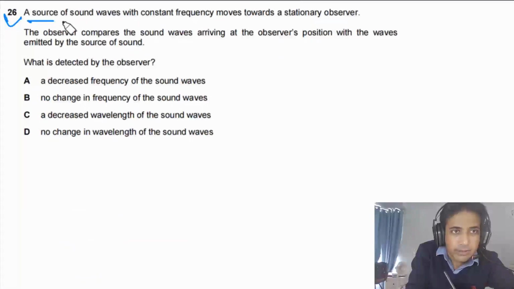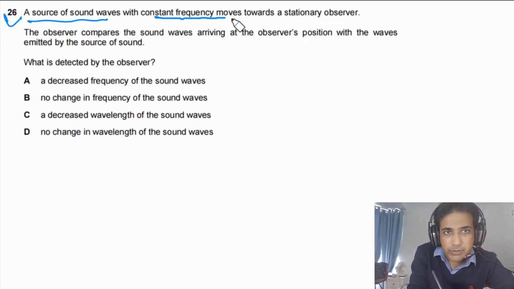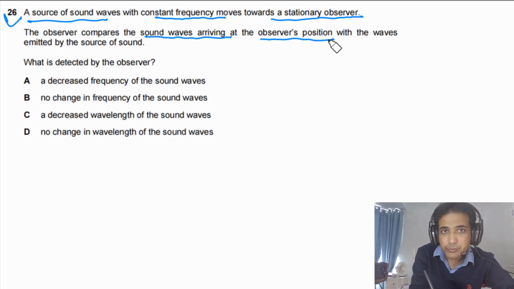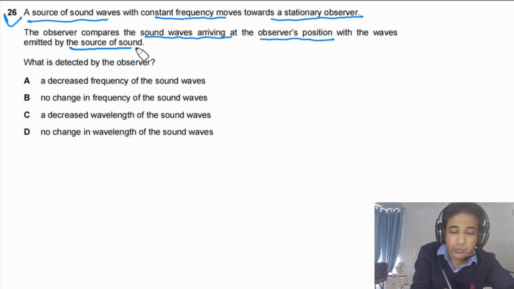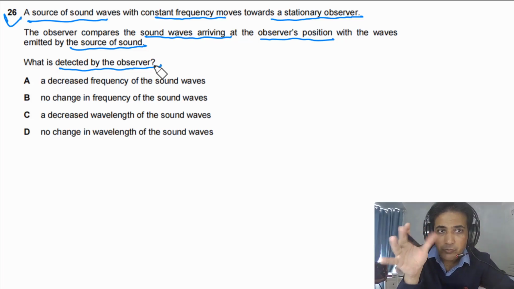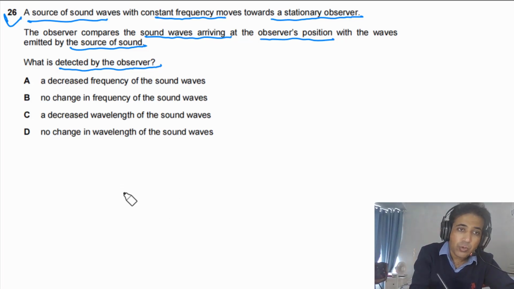Question 26 says, a source of sound waves with constant frequency moves towards a stationary observer. The observer compares the sound waves arriving at the observer position with the waves emitted by the source of sound. What is detected by the observer? So this question is quite straightforward. This is simply based on Doppler effect.